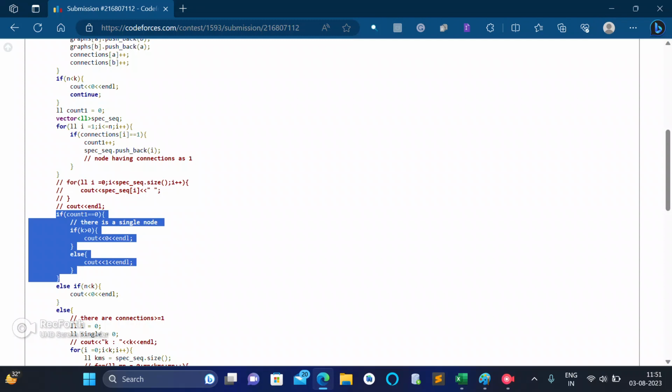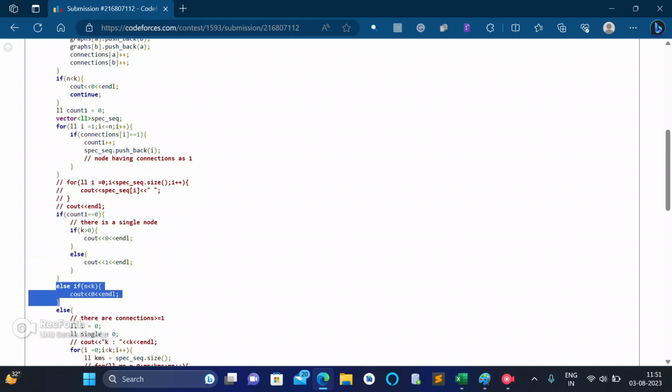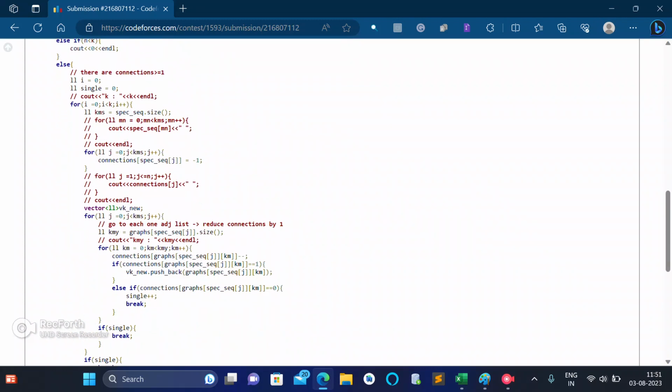Now, if count1 is 0, it means no one is having connections 1. If no one is having connections 1, it means there should be a node having connection 0. So if k is greater than 0, I have cout 0. Else if k double equal to 0, I have cout 1. You can remove this case, where if k double equal to 0 then cout 1, because I have again written the same condition which I did in n is less than k, cout 0. You don't have to write this section again.